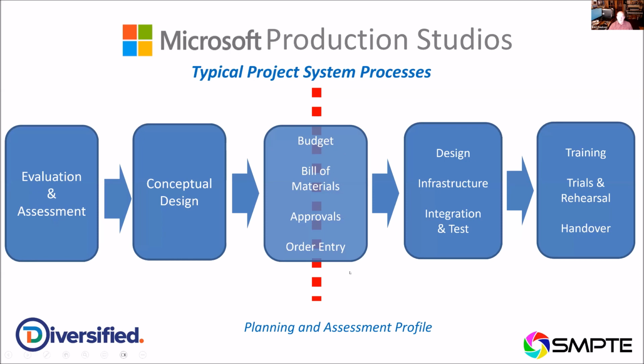materials, you get approvals for it, you put in order entries and purchase orders and things like that, while you probably move to design, laying out the new infrastructure. You put it all together, you integrate it all, then you test it, then you go through training, trials, rehearsals, and handover. And the biggest difference in this is this red dash line here. That's probably where everything to the right went away, and most of the stuff on the left had to get redone in a completely different way. And I'll show you what that means.